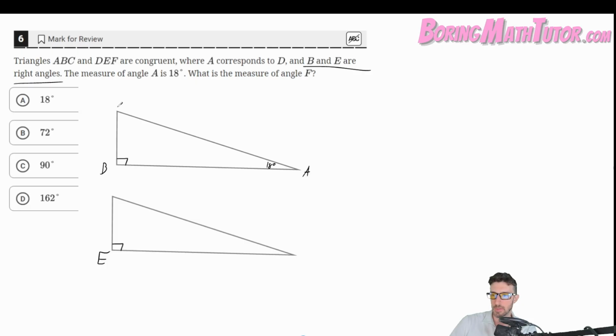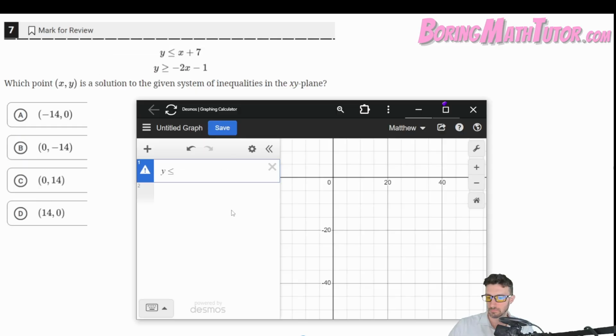So that would go ABC. And the other one is DEF, so that means D goes here, F goes there. Now they're asking me for the measure of angle F. Well, angle F is right here. It's going to be the same thing as the measure of angle C. And I can easily tell you that the measure of angle C is just going to be 90 minus the 18. That's going to be 72, and we're done.